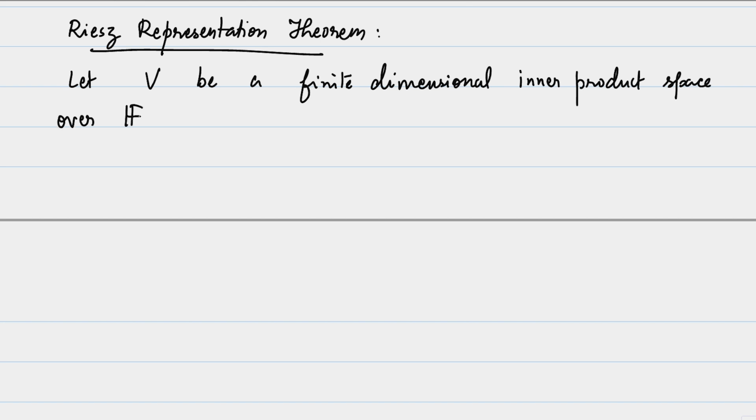So notice that putting F by default now, F means either the field of real numbers or the field of complex numbers. So they are inner product spaces, either complex inner product spaces or real inner product spaces. This result is true in both the scenarios. So let V be a finite dimensional inner product space and T in V star, T from V to F, be a linear transformation, a linear functional.